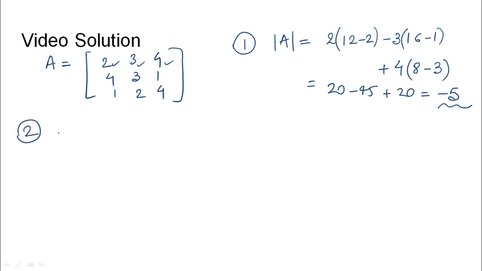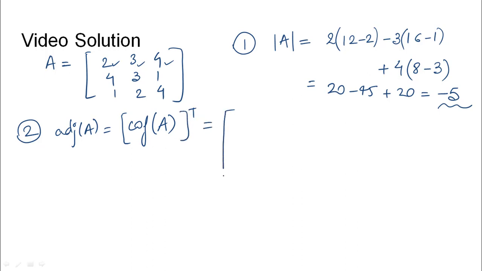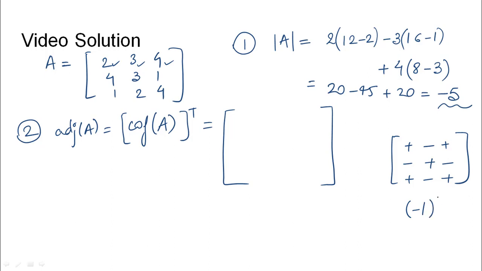The second step is the computation of the adjoint of this matrix. The adjoint, as we saw, is the transpose of the cofactor matrix. The cofactor matrix is found by removing the row and column corresponding to each element, calculating the determinant of the remaining elements and then substituting that along with the sign convention. The sign convention of a 3 cross 3 matrix is plus minus plus, minus plus minus and plus minus plus. This sign convention can also be recalled by the formula minus 1 raised to the power i plus j, where i is the row index and j is the column index.